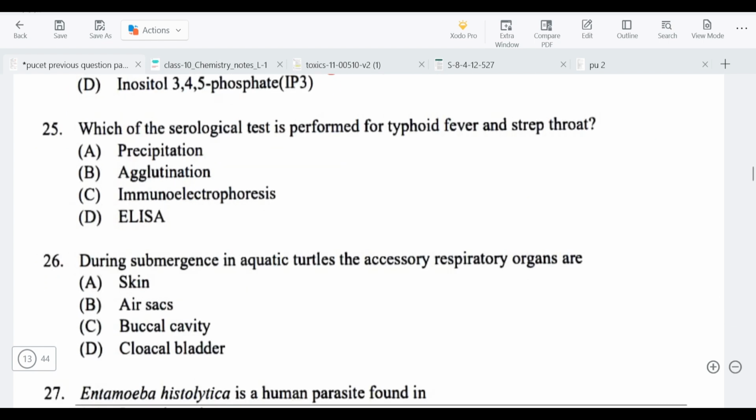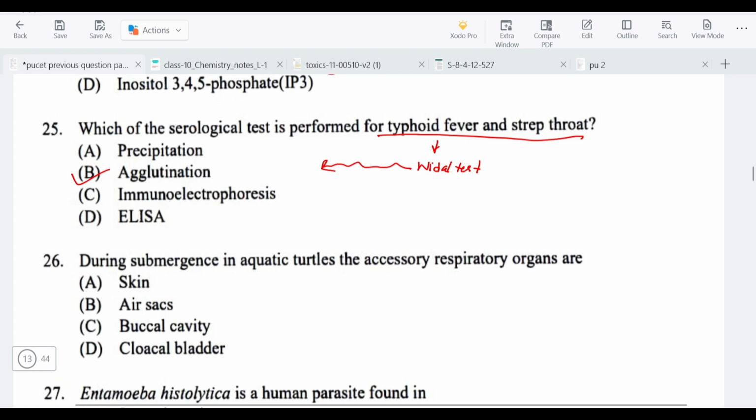Next question, which serological test is performed for typhoid fever and strep throat? The answer is agglutination. We have heard about the Vidal test, haan na? We have heard of the Vidal test, and this Vidal test involves this process, agglutination, right?